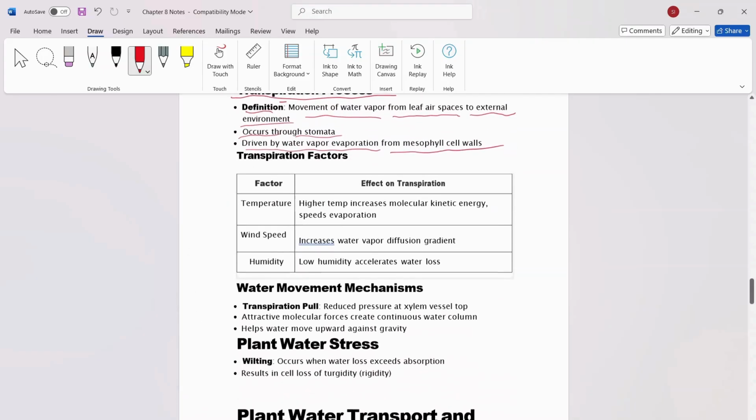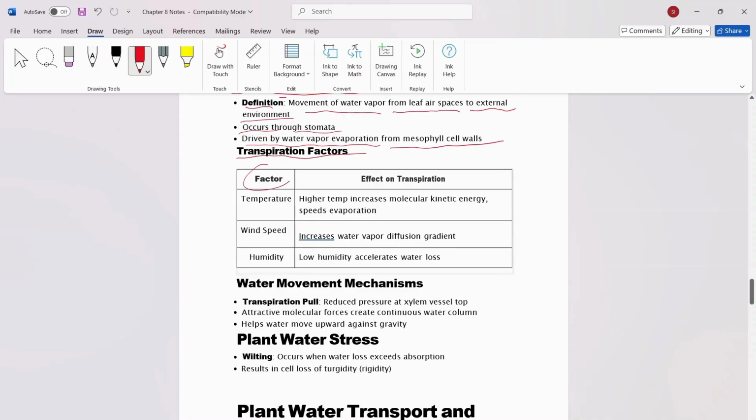Let's talk about some of the transpiration factors. Factor: temperature, very important. Higher temperature increases molecular kinetic energy and speeds up evaporation. Next is wind speed. It increases the water vapor diffusion gradient. Next we have humidity. Low humidity accelerates water loss.